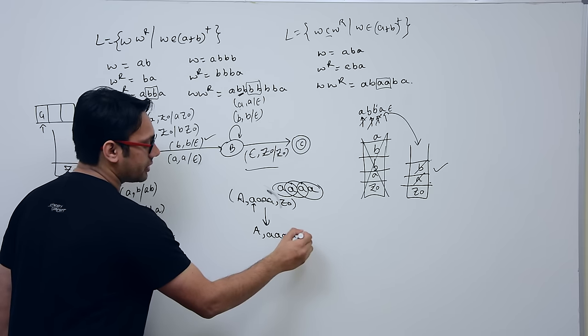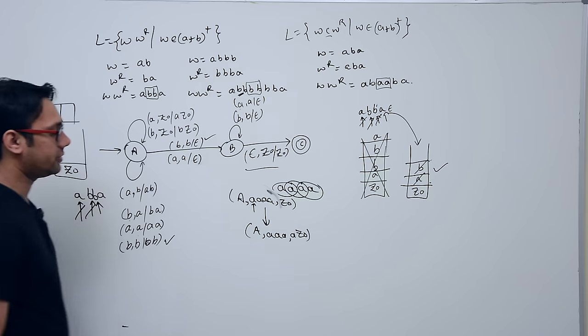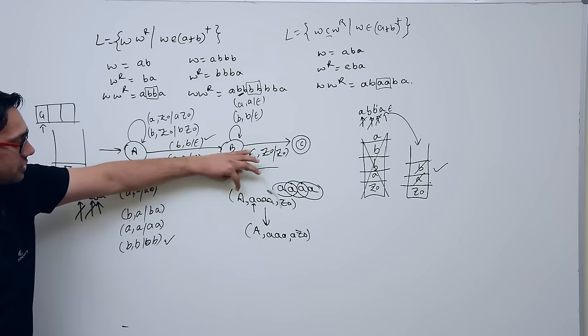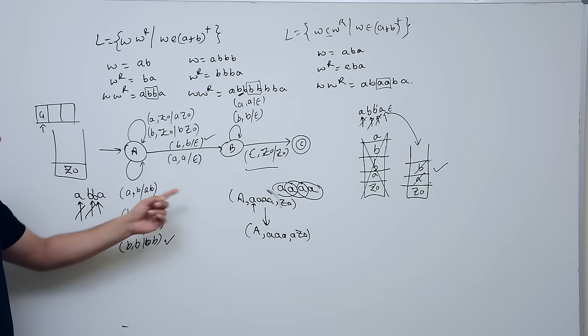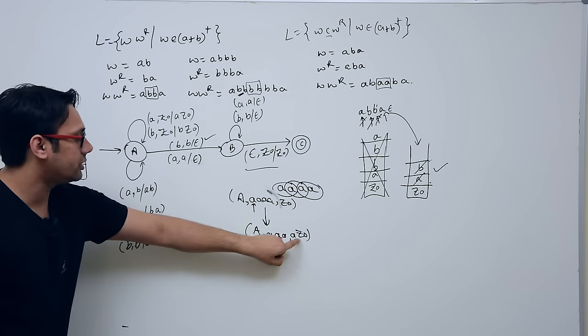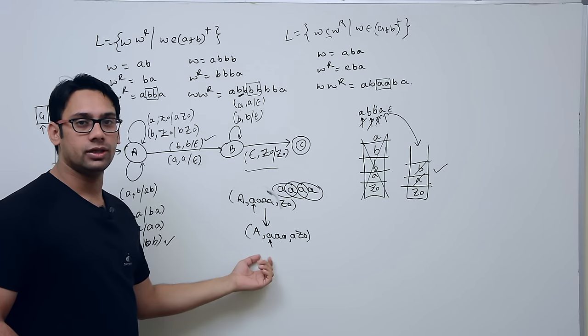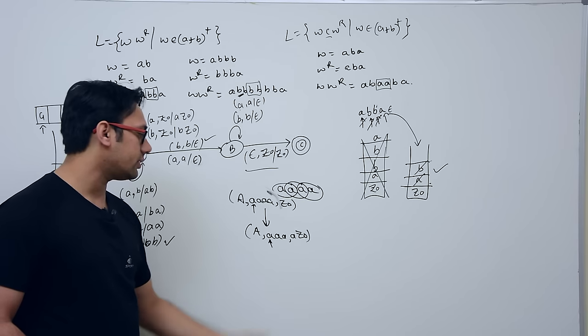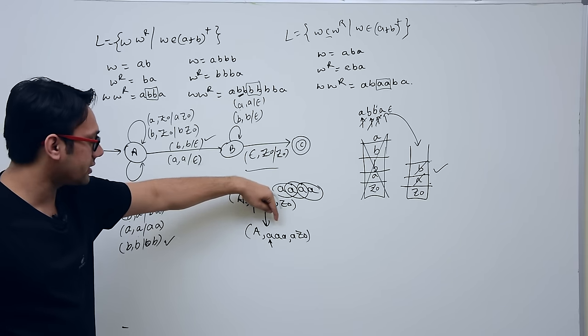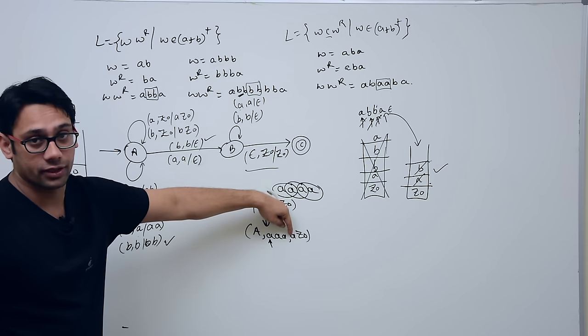So the stack will be containing A, Z naught, and will remain at state A. That means on state A, if we check the symbol A, then we'll be remaining at state A, and we are going to put this A onto the stack. Now the second symbol is also A. We are at state A, and the top of the stack is containing A.